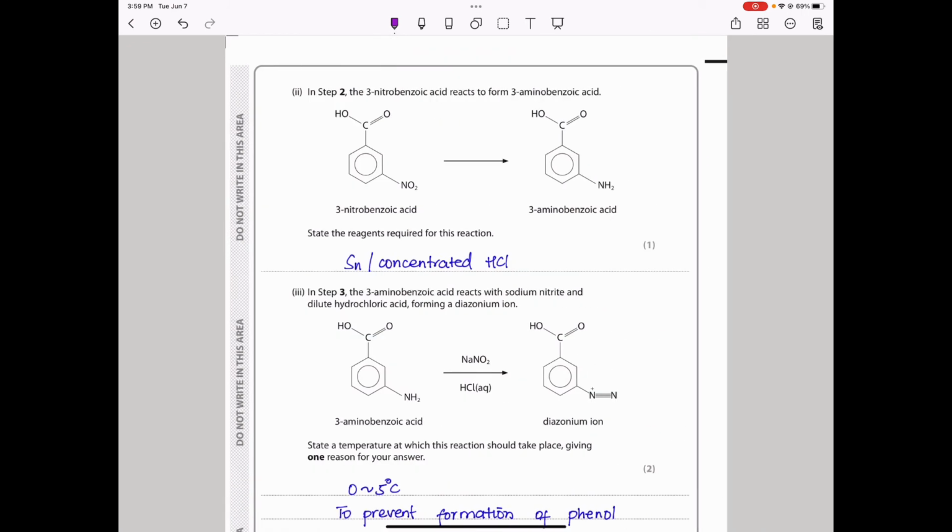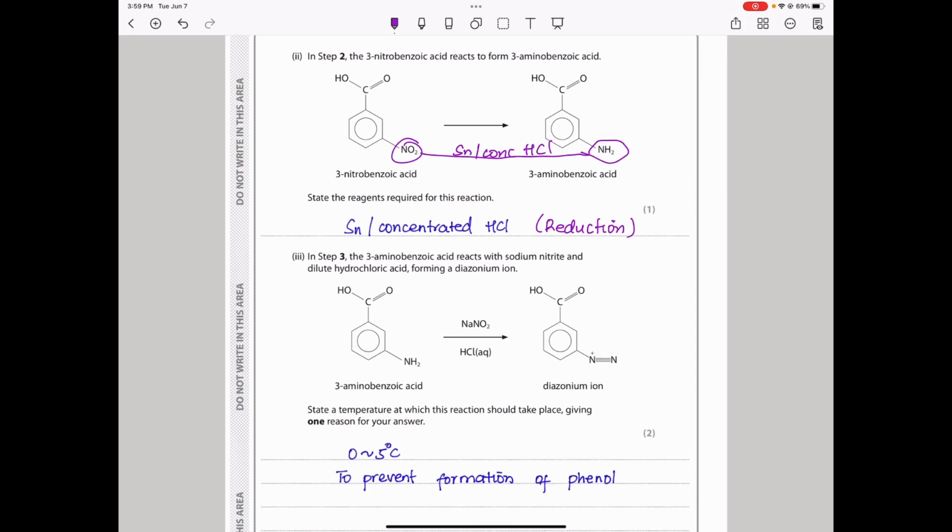The next part says step 2, then 3-nitrobenzoic acid reacts to form 3-aminobenzoic acid. Easy. If this is to be converted to that, here we're going to use tin in concentrated HCl, because this is reduction, conversion of a nitro into amino. It's going to be a reduction. This is a reduction reaction, introducing hydrogen or reducing the NO2 into NH2.